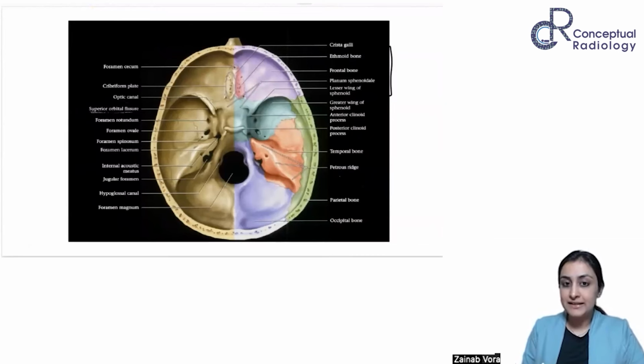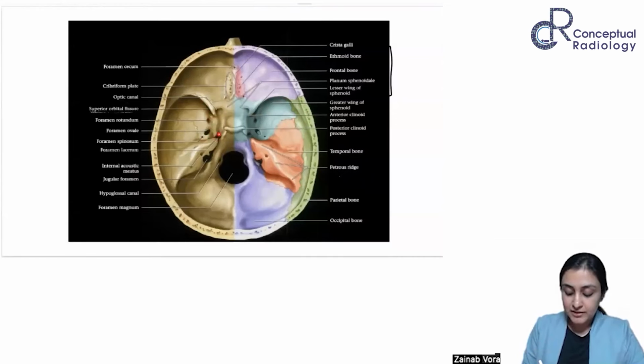Mainly in the anterior skull base, the foramina that we are going to be dealing with are the foramen cecum and the cribriform plate. Then when we come to the middle cranial fossa, we mainly have the sphenoid. We have the planum sphenoidale, the lesser wing, and this is the greater wing of the sphenoid. In that, I have the optic canal, superior orbital fissure, and ROS. Remember ROS: rotundum, ovale, and spinosum, right?